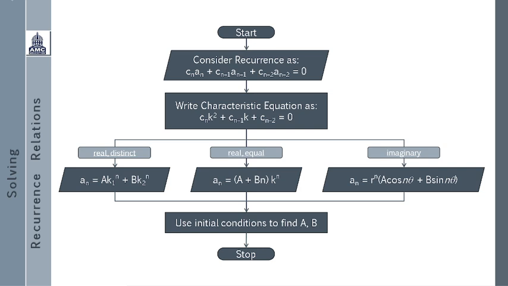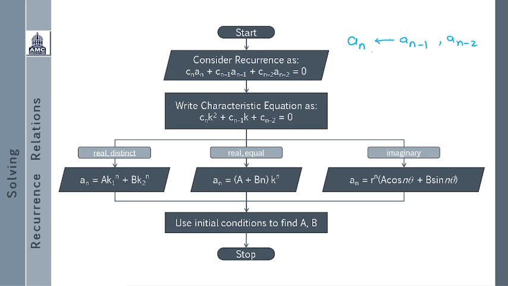Now a recurrence relation is a relation in which a_n, the current term, is dependent on the values of a_{n-1}, a_{n-2}, and so on, right? So the values of a_{n-1}, a_{n-2} somehow influence the value of a_n.